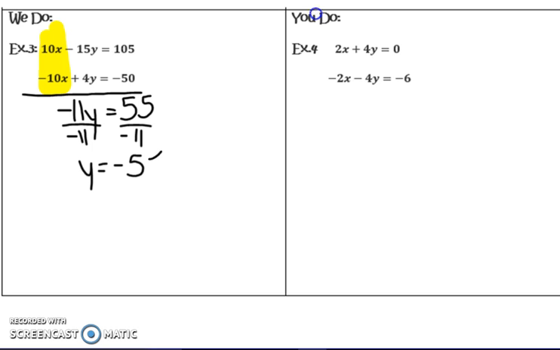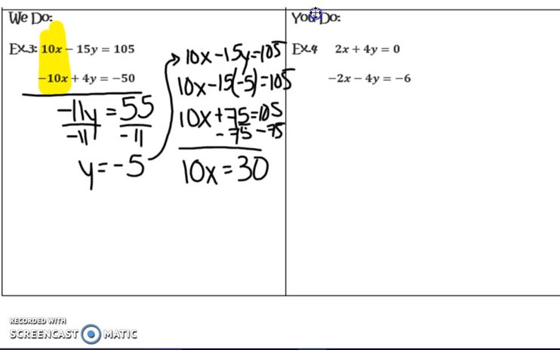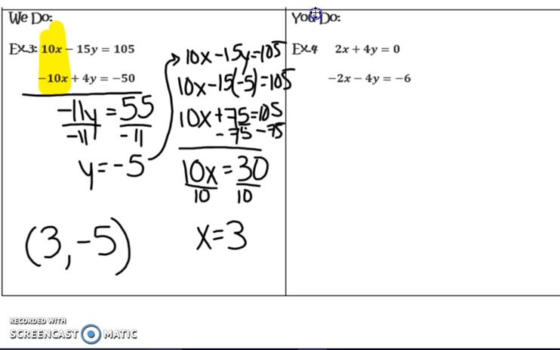From here, we need to find x. Pick an equation. So if I have 10x minus 15y equals 105, well, 10x minus 15, y is negative 5, equals 105. If I multiply, that gives me 10x plus 75 equals 105. I'm going to subtract 75 on both sides. I'm left with 10x equals 30. Divide both sides by 10 and you get x is equal to 3. So in this case, my final answer is 3, negative 5.